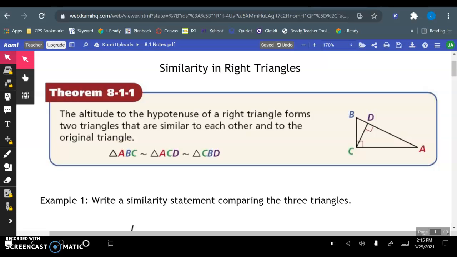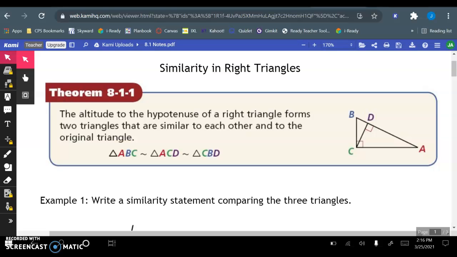For section 8.1, we're going to talk about similarity in right triangles, and we're going to start off with a theorem. And that theorem says that the altitude to the hypotenuse, so the altitude that we have to pay attention to, there's three different altitudes. It goes from an angle to the opposite side, but this one has to go to the hypotenuse. So we're going to talk about the angle opposite of the hypotenuse, the length going from that angle out to the hypotenuse. So it always has to be that same altitude.